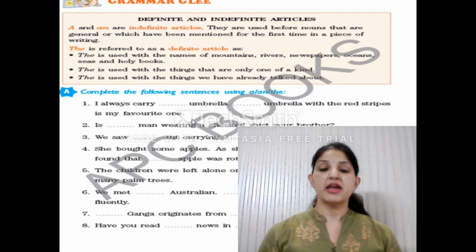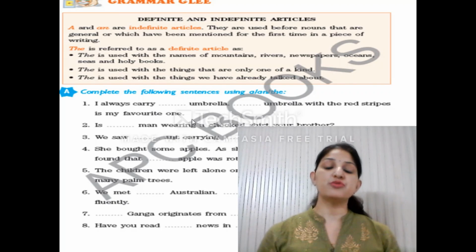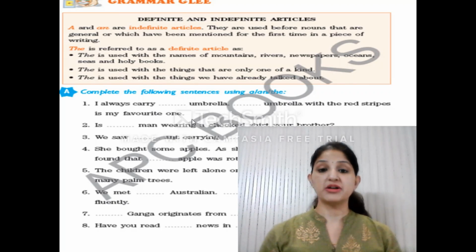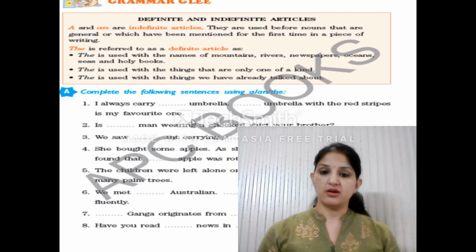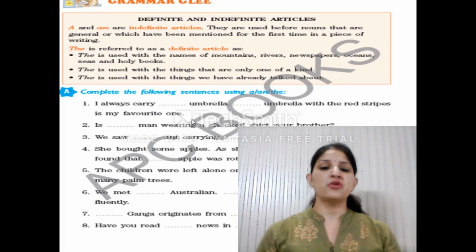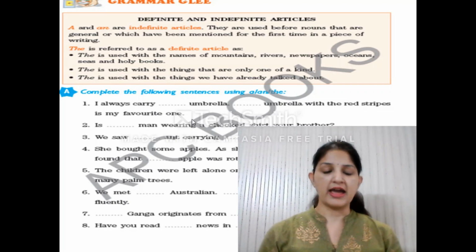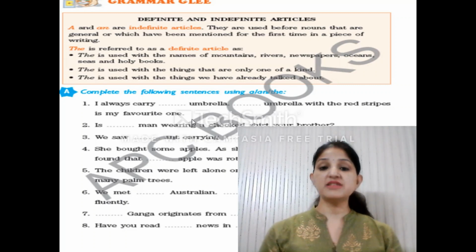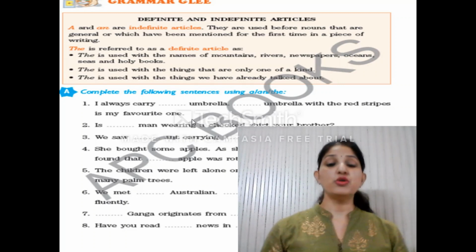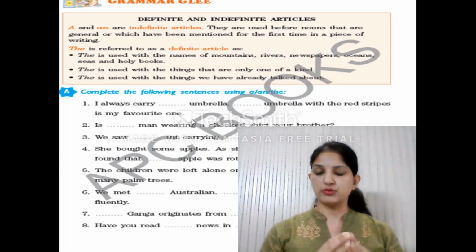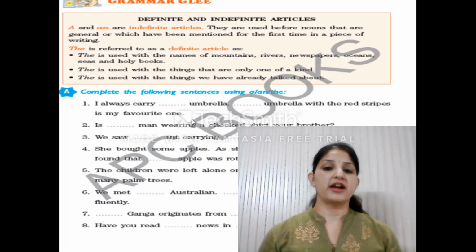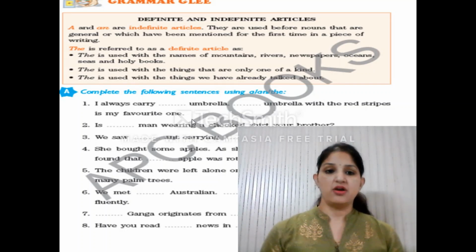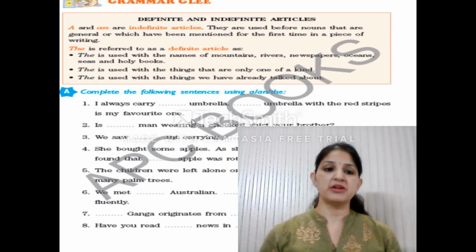Why? Because, as the name tells you, the is put in front of nouns which are particular, which are definite, whereas a/an is used with nouns which are indefinite, for which you are not particular. You might also know that articles work as adjectives because they are put in front of the noun. So the articles tell us more about the nouns. A and an are indefinite articles. They are used before nouns that are general or which have been mentioned for the first time in a piece of writing.